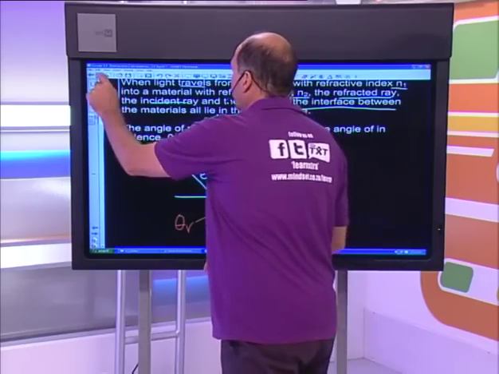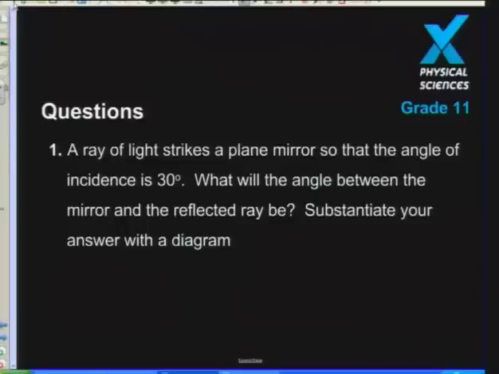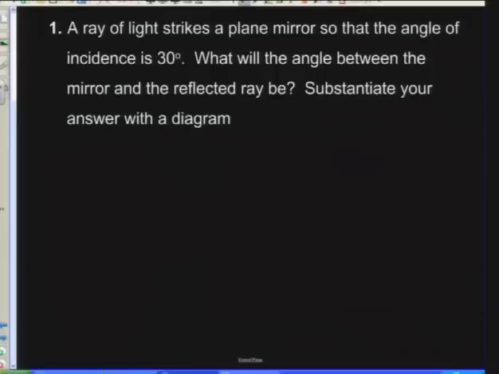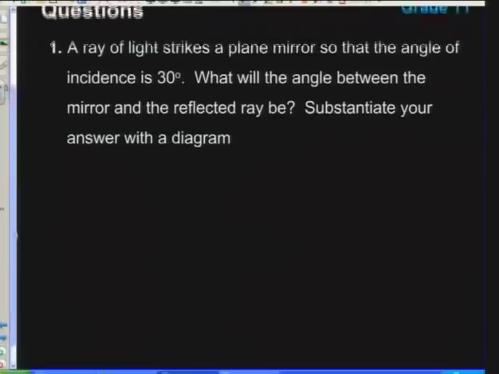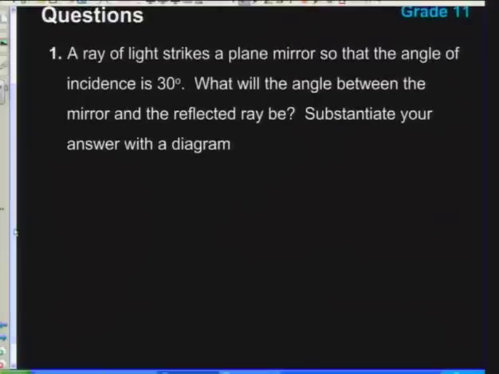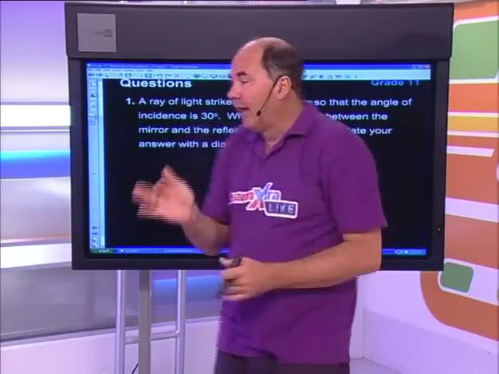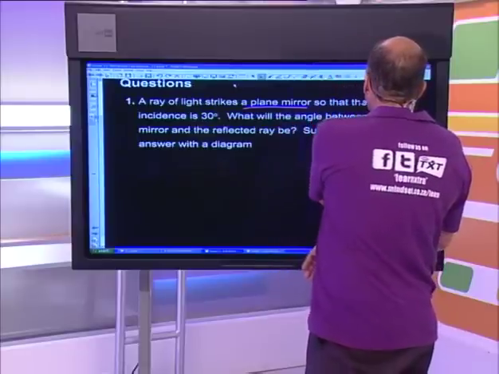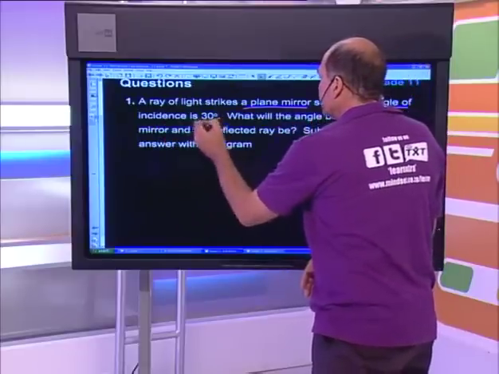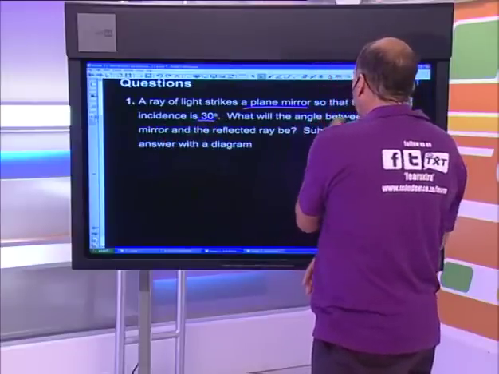Over to you. And I'd like to kick off with this particular one here. Question number one. And it just takes us into a question about reflection. And it is important that we understand this. It says, a light beam strikes a plane mirror. That just means it's a flat mirror. It's not bent or curved, because then something else would happen. This is a flat mirror, a plane mirror. The light beam strikes it so that the angle of incidence is 30 degrees. What will be the angle?